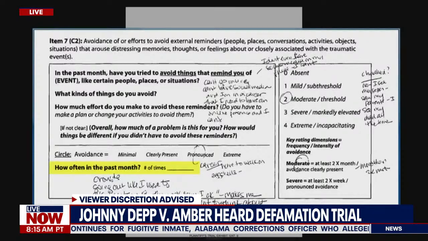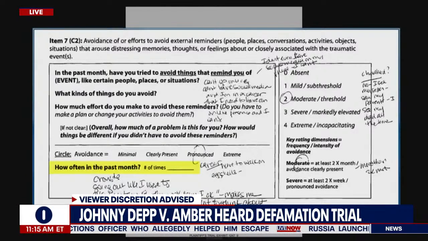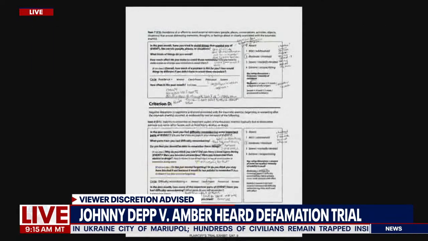Okay. But aren't you skipping a step? You're supposed to do intensity and frequency. And when somebody says it's happening more than twice a month, that is a frequency indicator. All right. Let's go to the next box.